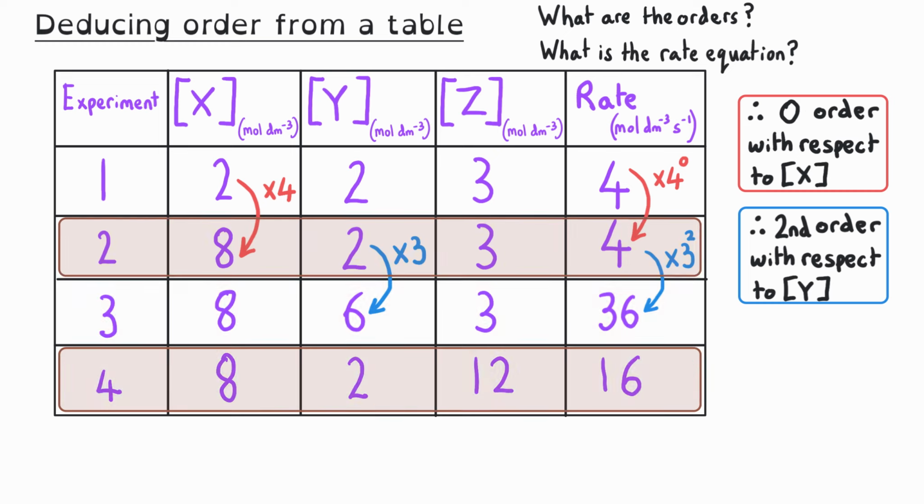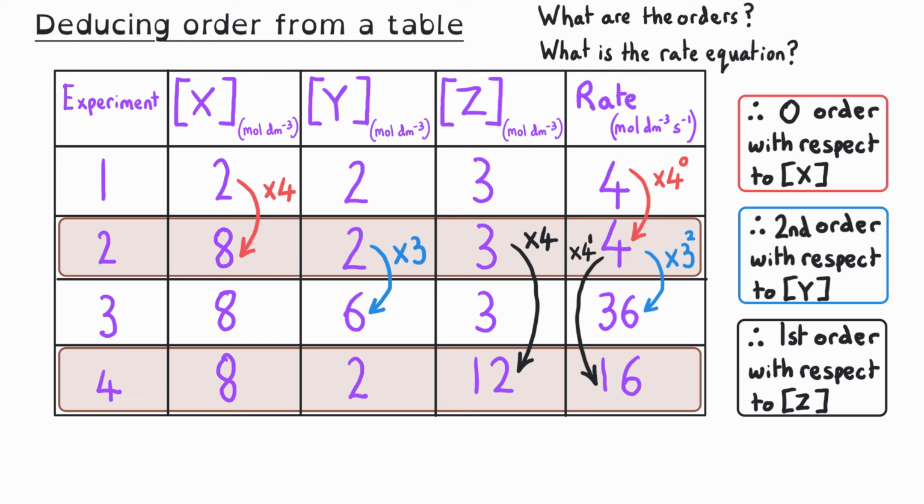And then finally, if we consider experiments 2 and 4, the only change this time is that the concentration of Z is 4 times larger, and the rate of reaction is also 4 times larger, or it has been multiplied by 4 to the power of 1, and therefore it is first order with respect to the concentration of Z.